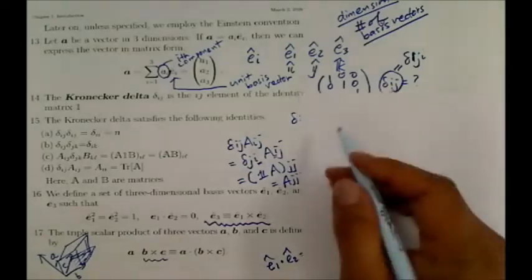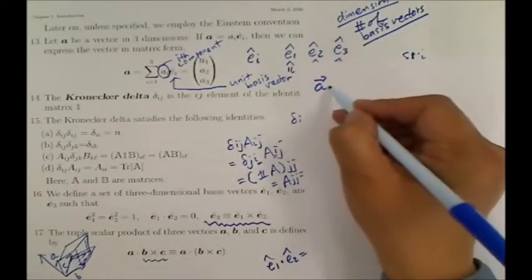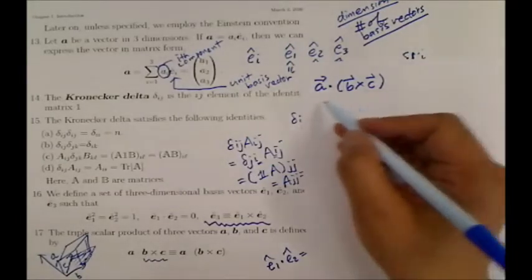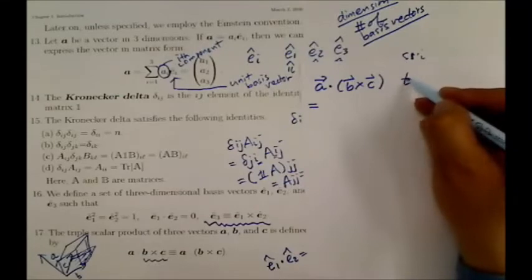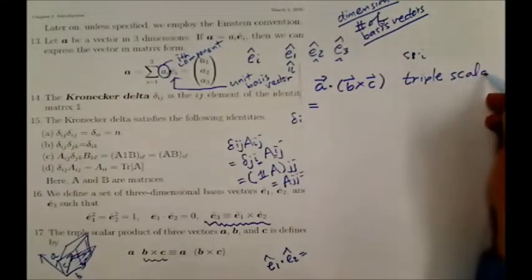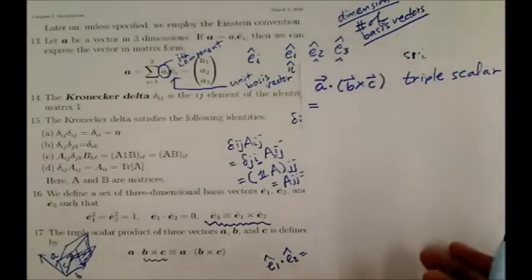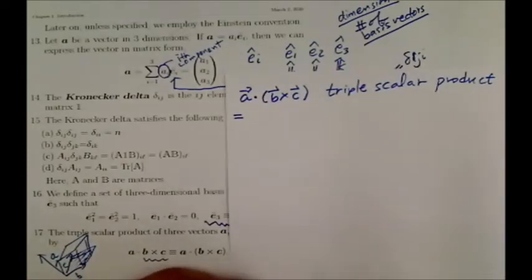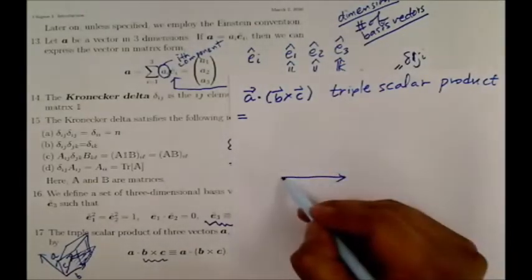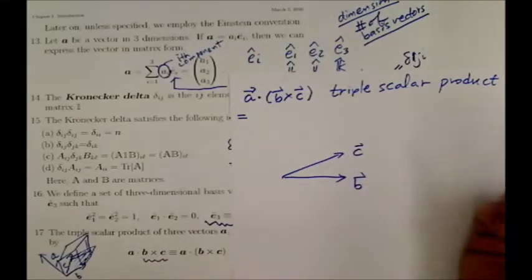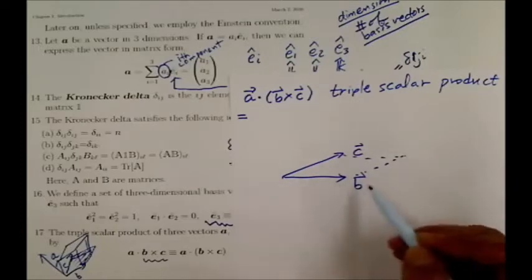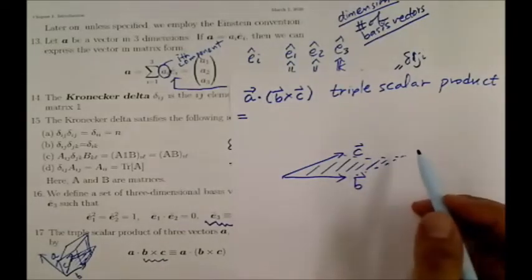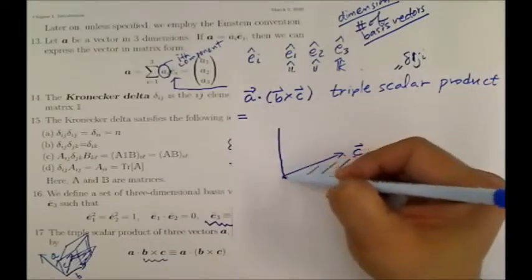By making use of this, we define the scalar product of A with the cross product of B and C. This one is the triple scalar product. In this triple scalar product, I have B and C, they are on a plane. The magnitude of B cross C is the area of the parallelogram spanned by B and C. And the direction of B cross C is perpendicular to that plane.